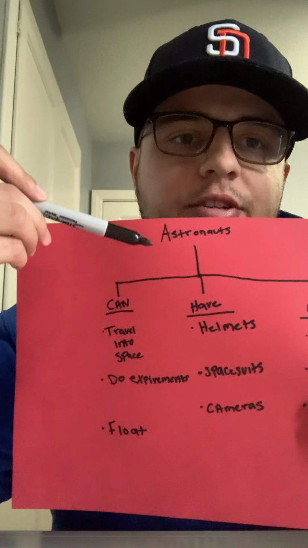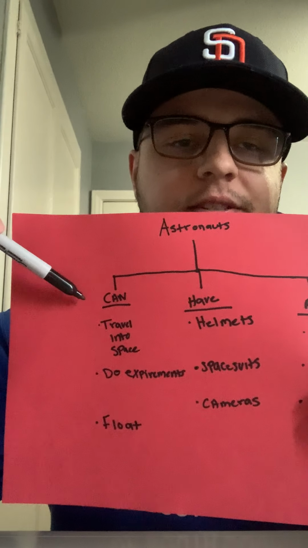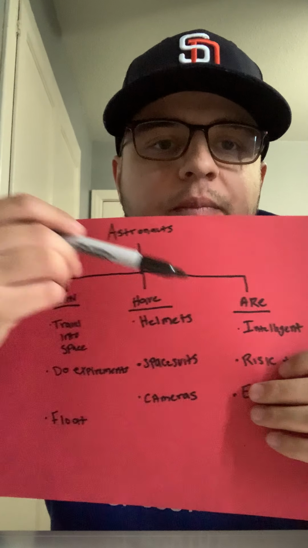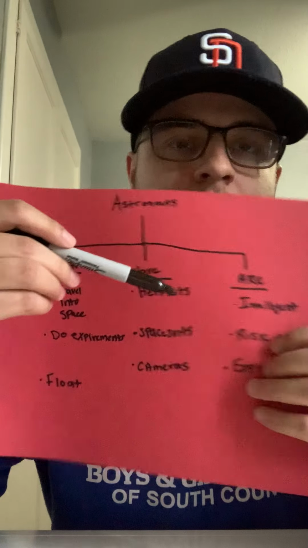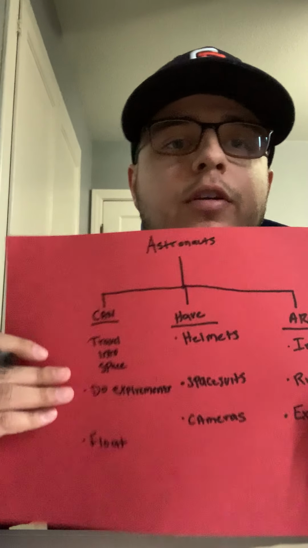Up top, we have our astronauts title. Then we have our three sections: can, have, and are, with three each. There you go. It's fun facts about astronauts.